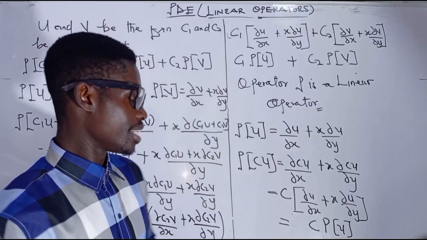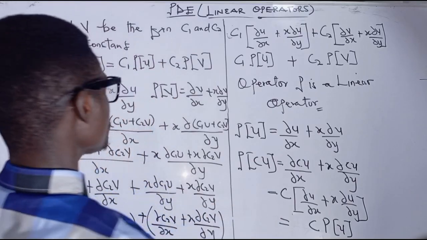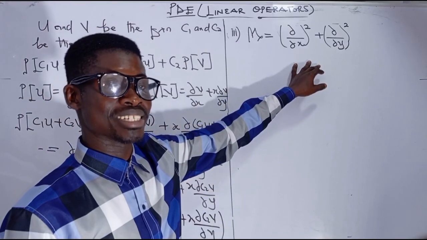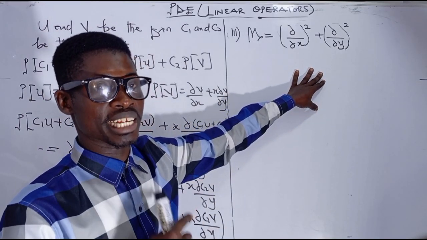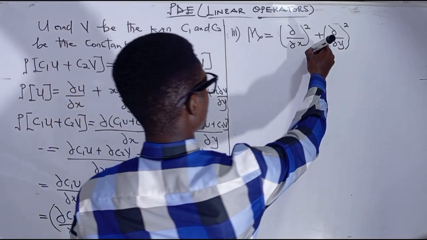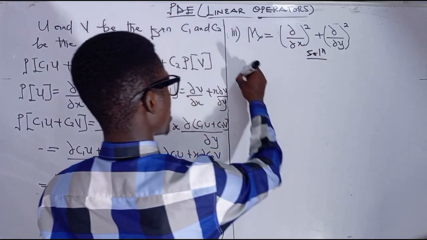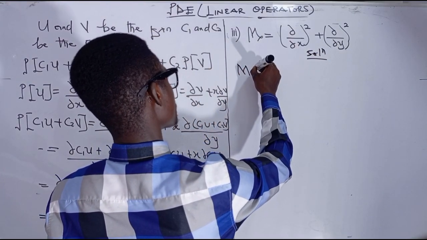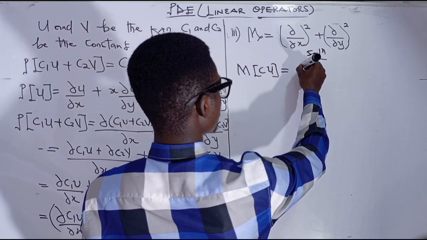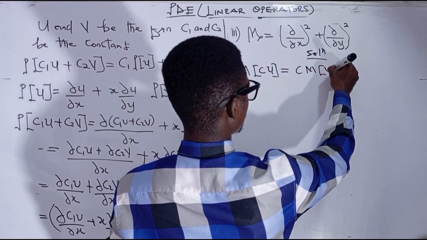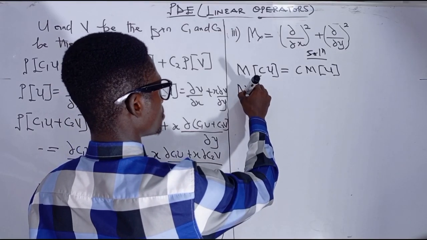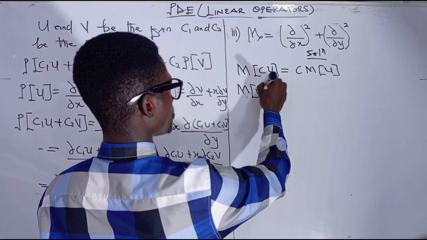We are going to look at the last one and then away we go. So we want to show whether the operator M is a linear operator or not. For it to be a linear operator, it must satisfy the two conditions that we have mentioned. So we start with the first condition. M of CU should be the same as C M U. So first we have to find our MU, M operating on the function U.